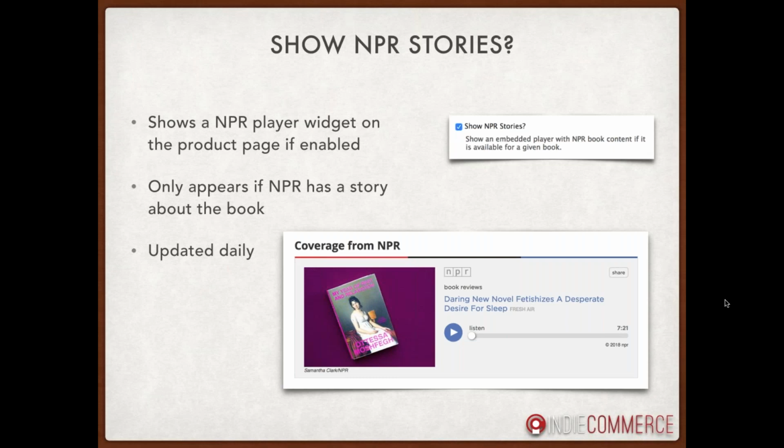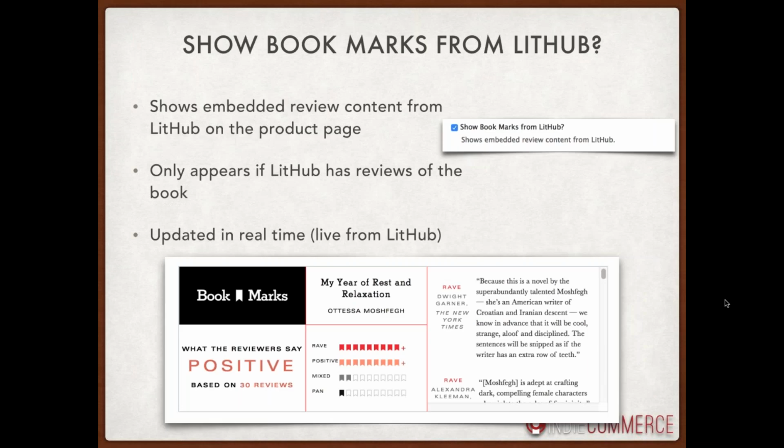NPR stories. This preference just governs whether or not NPR content appears on your product pages. Basically, if NPR covers a book as part of one of their shows, Morning Edition or All Things Considered or something like that, they will often provide a little audio player where someone could listen to that segment. So this only appears if NPR has a story about the book, and we get updates from NPR daily. If you want to show them, just make sure this setting is on, and if a book on your site has a story, it'll automatically be there.